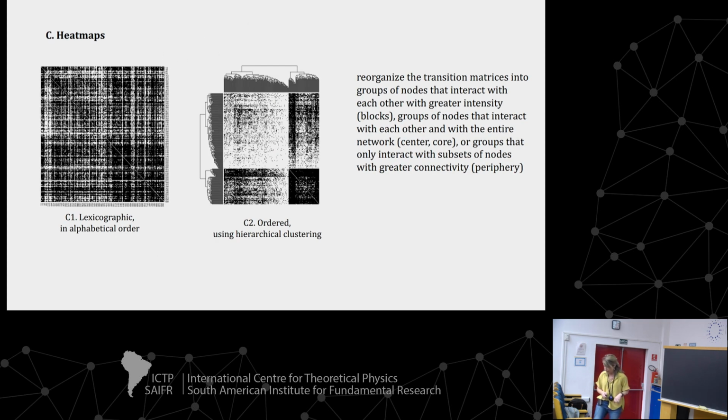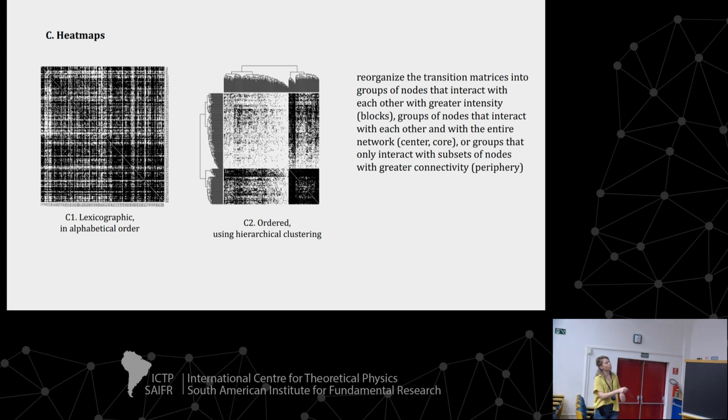The heat maps are nothing but this structure. If I order the transition matrix in alphabetic order, which is the lexicographic heat map, I don't see any structure; it's just the alphabetic order of my nodes, which are my sectors. But if I use hierarchical clustering, which is the typical clustering, with single or complete linkage and similarity distances, I can reorganize the transition matrix into groups of nodes and see how they interact among themselves, in order to emphasize the blocks with greater intensities and see how groups of nodes interact with each other and with the entire network.